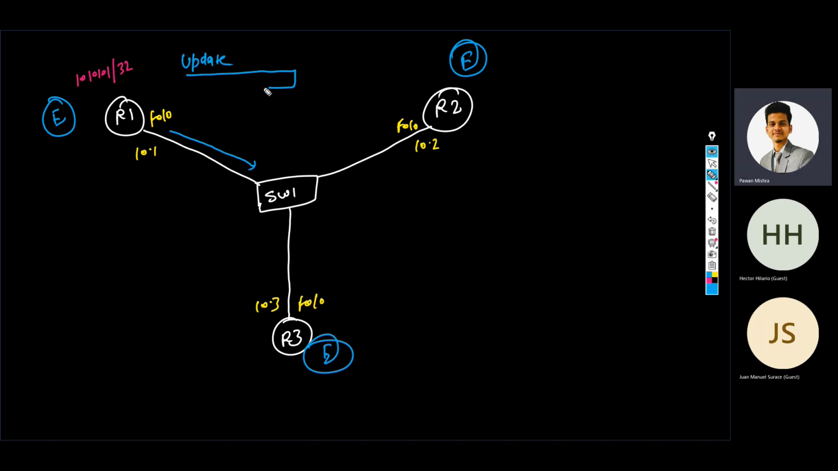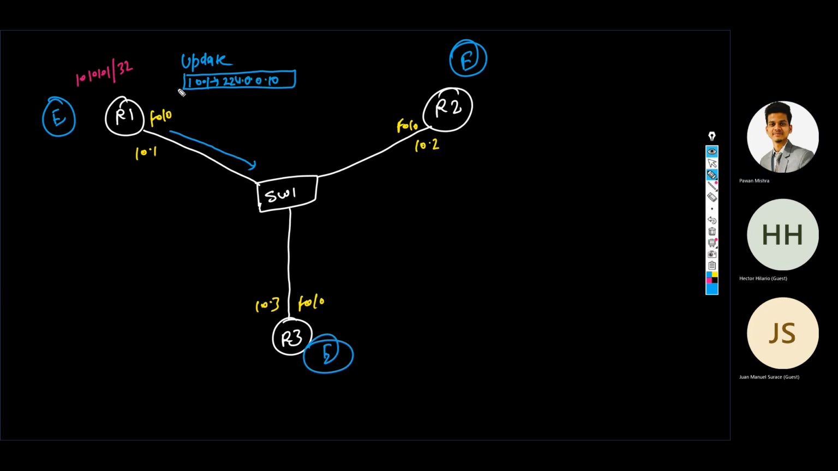In this update, the source IP will be 10.1, that is the exit interface IP, because the packet exits from here. And the destination IP is what? It uses the multicast address 224.0.0.10. So the destination multicast address is what? 224.0.0.10. This thing is clear?